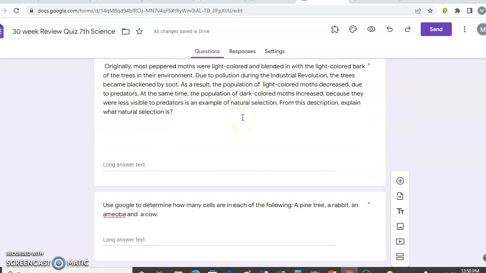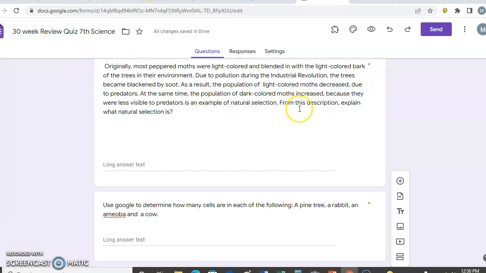Originally, most peppered moths were light colored and blended in with the light colored bark of the trees in their environment. Due to pollution during the Industrial Revolution, the trees became blackened by soot. As a result, the population of light-colored moths decreased due to predators. At the same time, the population of dark-colored moths increased because they were less visible to predators. This is an example of natural selection. From this description, explain what natural selection is.